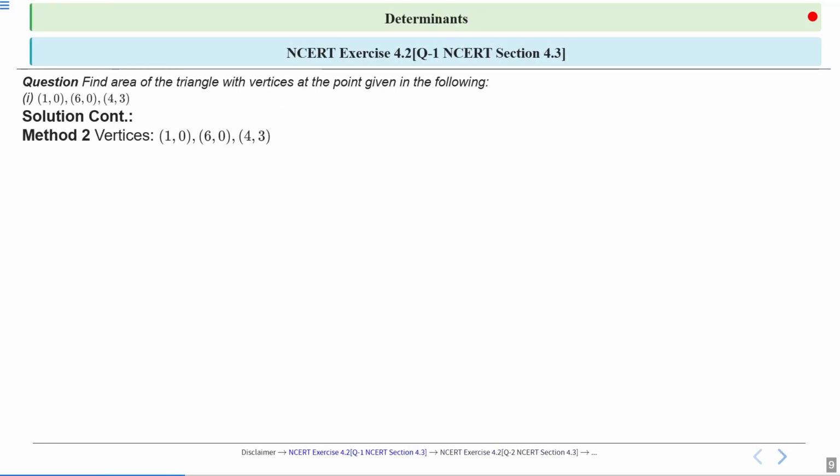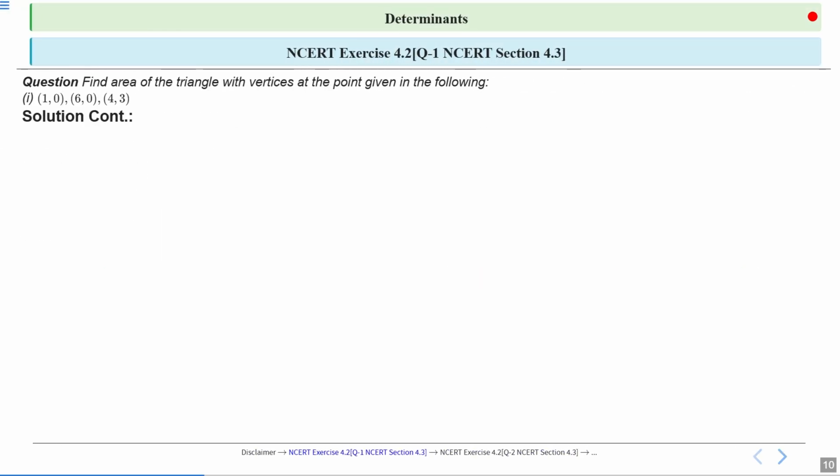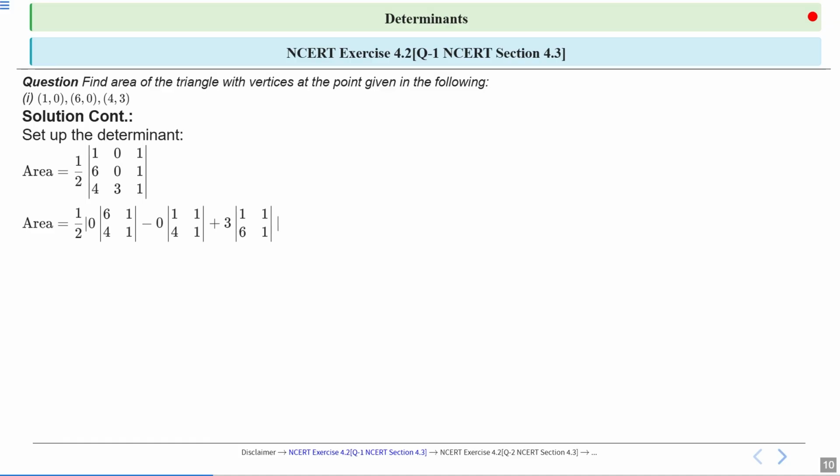Now we apply method 2 to calculate the area of the triangle, that is using the determinant. So the 3 vertices are x1 y1 is 1 0, x2 y2 is 6 0, x3 y3 is 4 3. And when we apply the area of a triangle by using the determinant, that is 1 by 2 determinant of x1 y1 1, x2 y2 1, x3 y3 1. That is 1 by 2 mod of the determinant 1 0 1, 6 0 1, 4 3 1. So when we calculate the area, that is 1 by 2 mod 0 times the determinant of 6 1, 4 1, minus 0 times the determinant of 1 1, 4 1, plus 3 times the determinant of 1 1, 6 1.